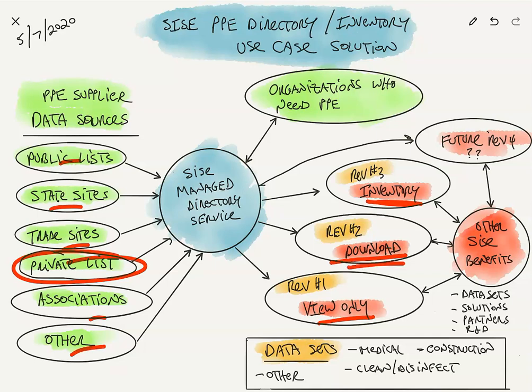You'll be able to download that data from a CSV file, okay, and then there'll be an inventory page you can go and check. So this is the initiative for the current SISE PPE directory project, and hopefully this video will give you an idea of where we are right now.